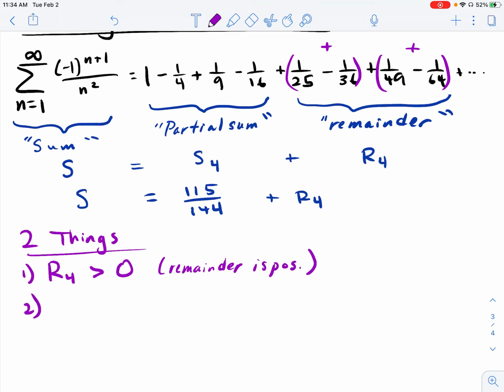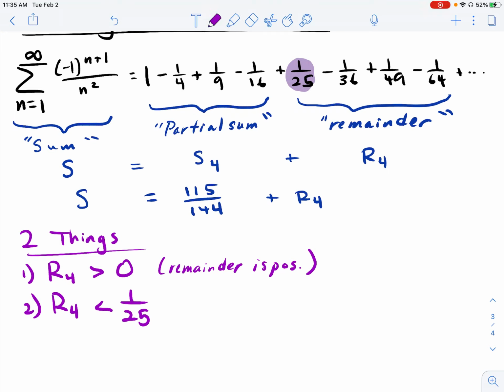Now, the next thing I can establish from looking at this series is that my remainder, R sub 4, has to be less than 1 over 25. Let me clear this out of the way so you can see that. What I'm saying is that our remainder has to be less than this value. Again, I encourage you to think about why this has to be the case. Pause it if you need to.